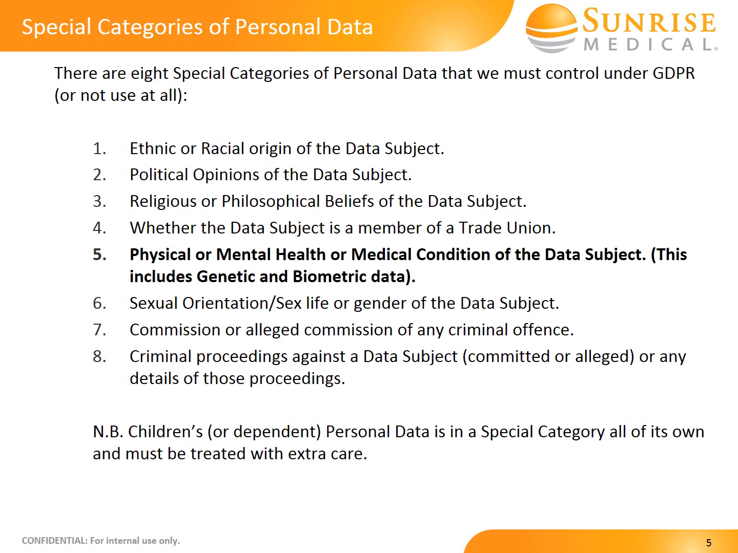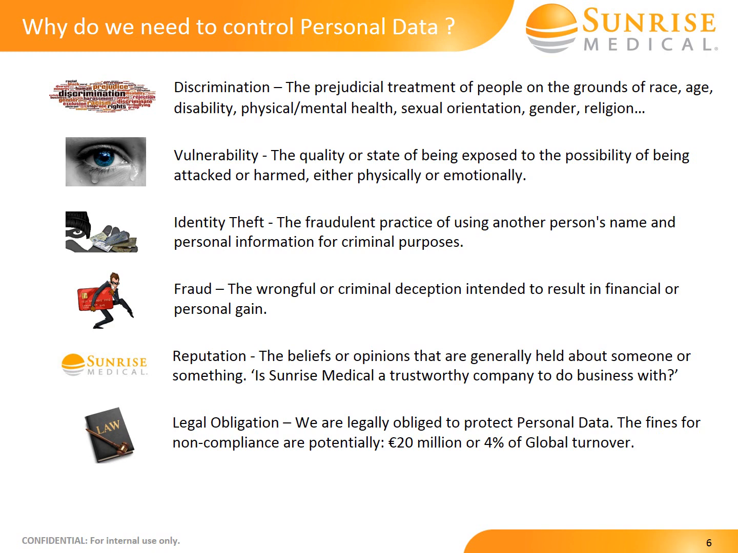So back to the normal list. Number 6, sexual orientation, sex life or gender. 7, commission or alleged commission of a criminal offence. And then finally, number 8, criminal proceedings against the data subject. And again, mentioned at the bottom there, children or dependents, i.e. old people, their personal data is in a special category all of its own and must be treated with extra care. My understanding is that children's or dependents' data will come under special categories of personal data as we go into the future.